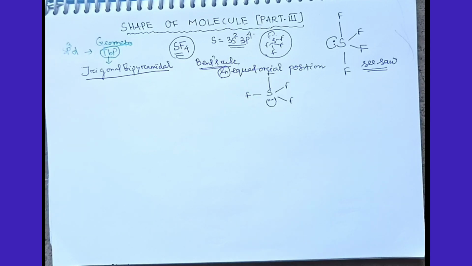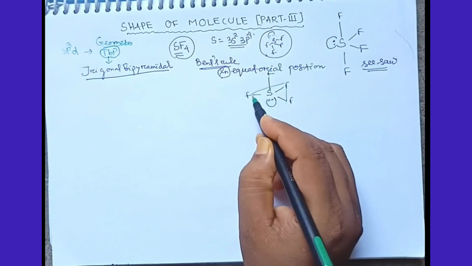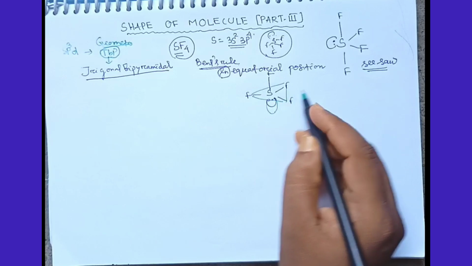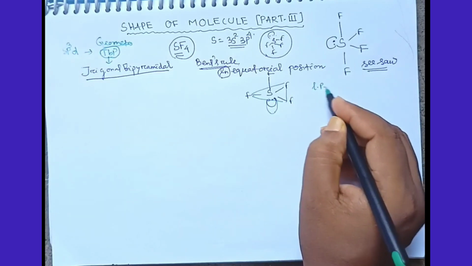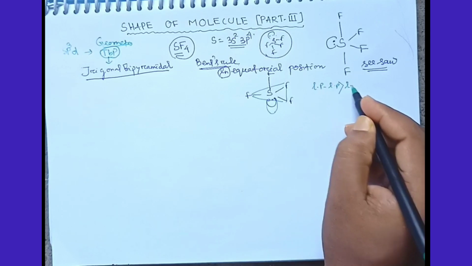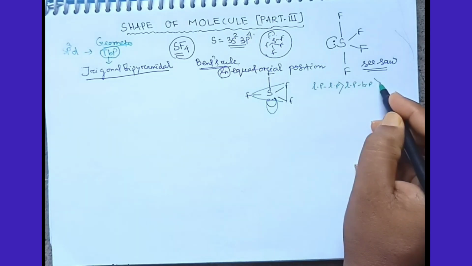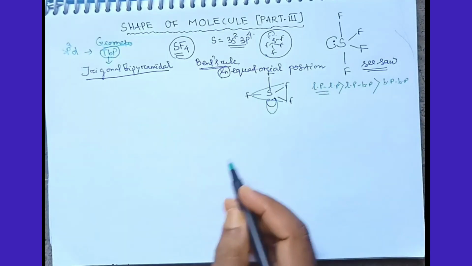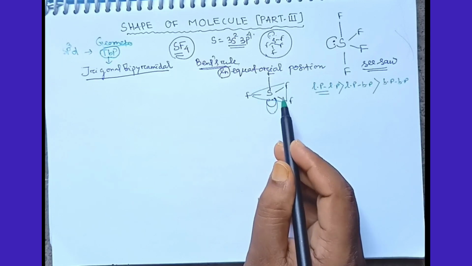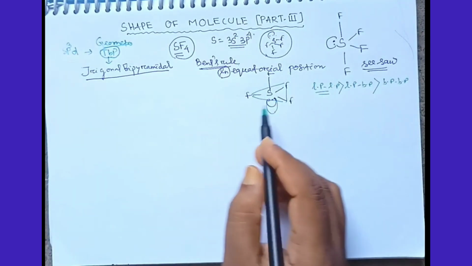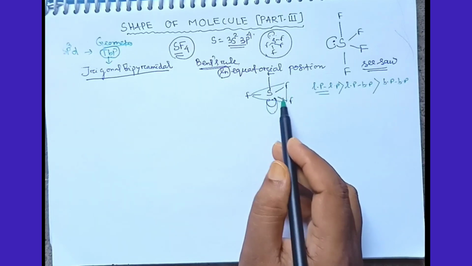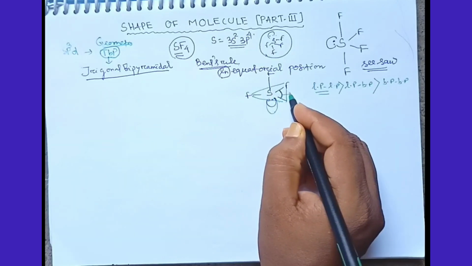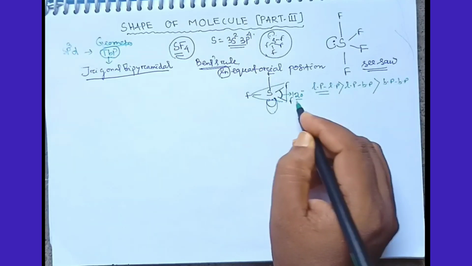Also, suppose this is our plane and this is the lone pair. We know from VSEPR theory that lone pair-lone pair repulsion is greater than lone pair-bond pair repulsion, and lone pair-bond pair repulsion is greater than bond pair-bond pair repulsion. So here lone pair-bond pair and bond pair-bond pair repulsions are there, two types of repulsion. Here the bond pairs are 120 degrees apart, so there is minimum repulsion there.